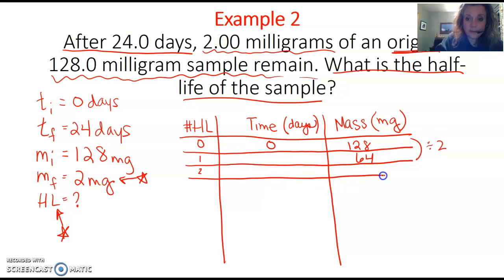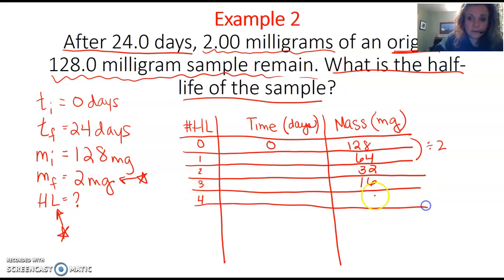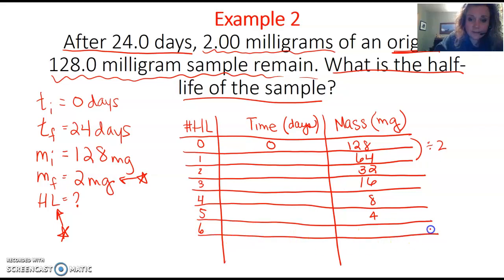So after 2 half-lives, we get 32. After 3 half-lives, we get 16. After 4 half-lives, we have 8. Notice that I'm just dividing by 2 every single time. After 5 half-lives, I have 4. And after 6 half-lives, I have 2. All right, we've finally reached our final amount, 2 milligrams.